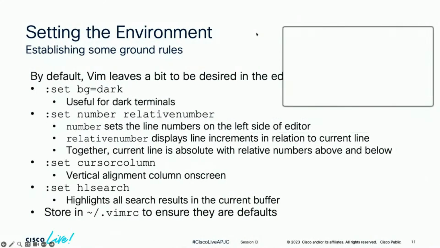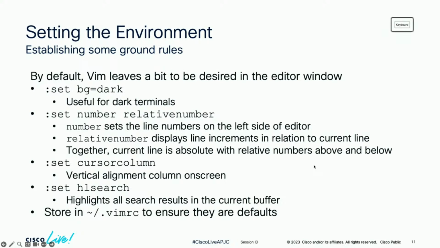And let me minimize that. Sweet. And like I said, if we were to go and edit the vimrc, you can just add each of those commands without the colon in front of them. So you would just type set bg equals dark, set number, relative number, and each of those will, every time I launch vi, be default in that editor.